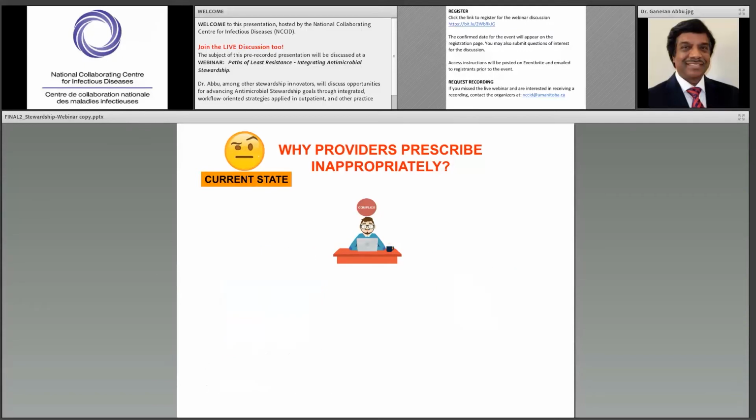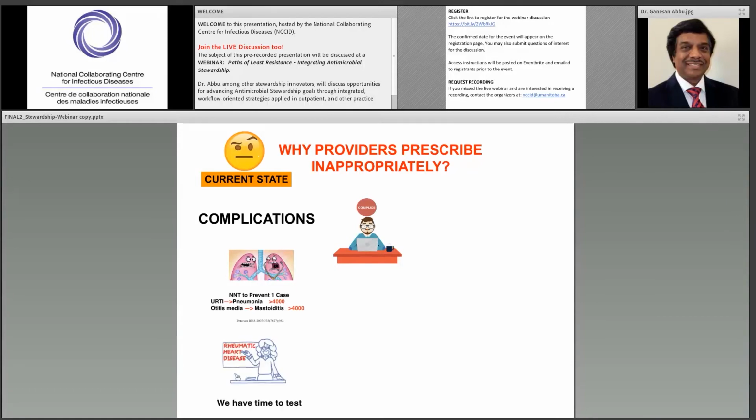So one may argue that if we're unsure, then it's better to treat with antibiotics to prevent complications. However, the risk of complications is actually very low. One would have to treat 4,000 cases of the cold to prevent one case of bacterial pneumonia. We can safely wait up to 9 days for a throat culture and still not risk the complication of rheumatic heart disease. So we have time to test before we treat.